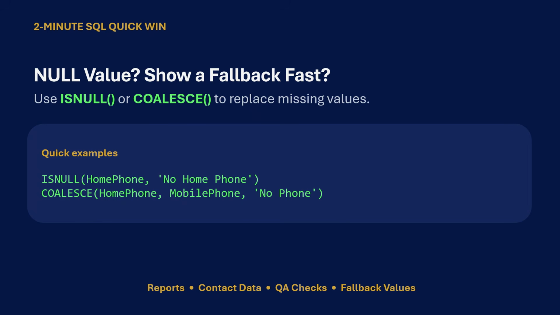When the result contains null values, reports and exports can look incomplete. In SQL Server, ISNULL gives a quick fallback for one expression, and COALESCE helps when you want the first available value from multiple options. Let's see both quickly in SSMS.